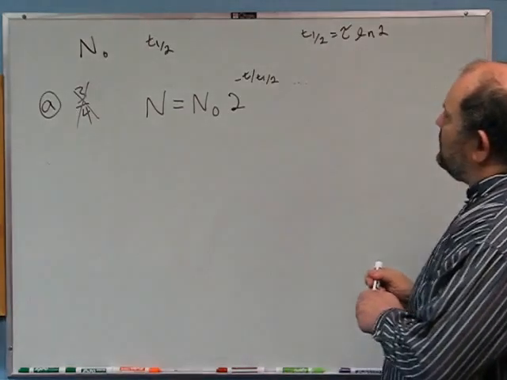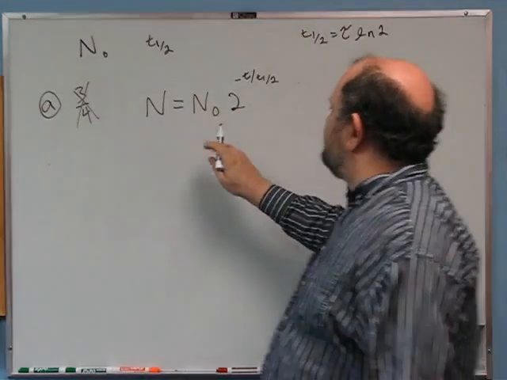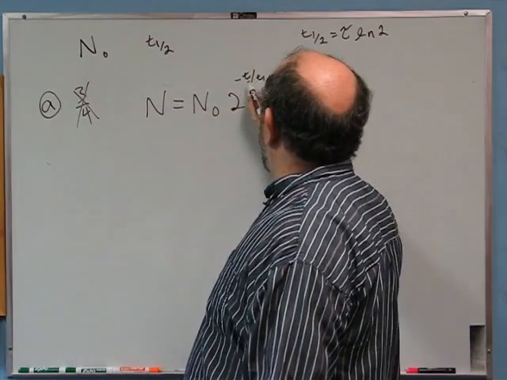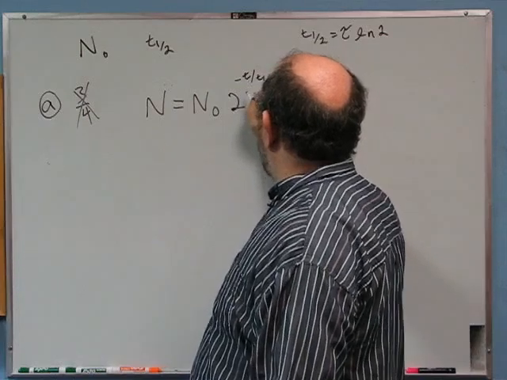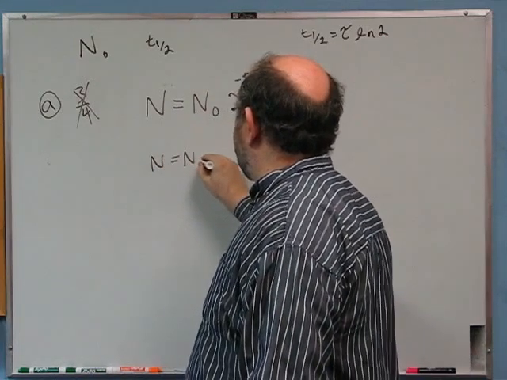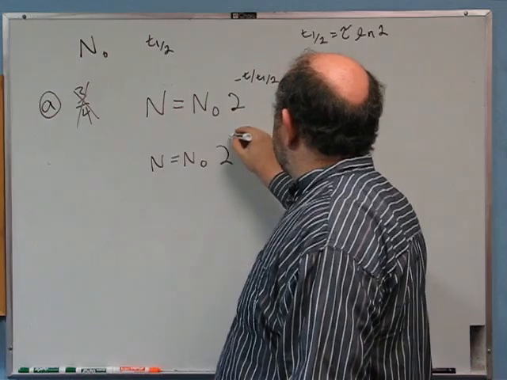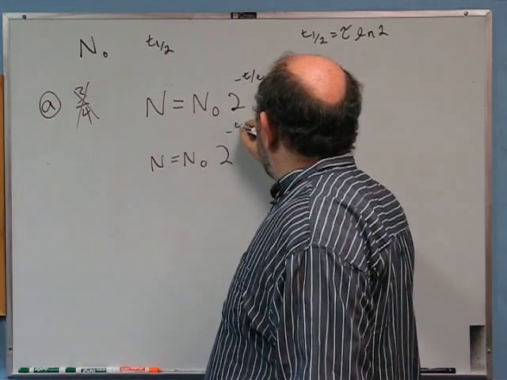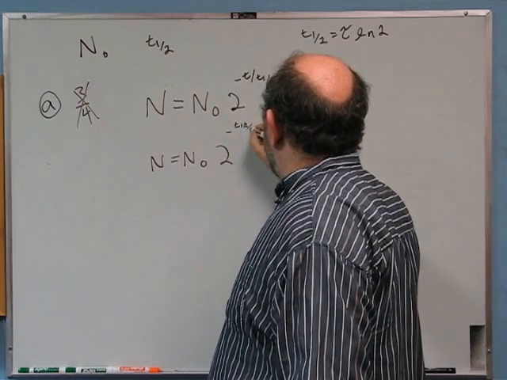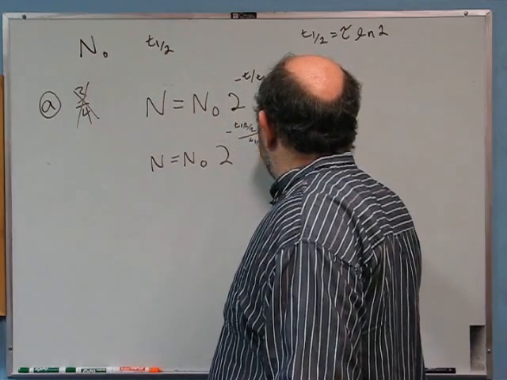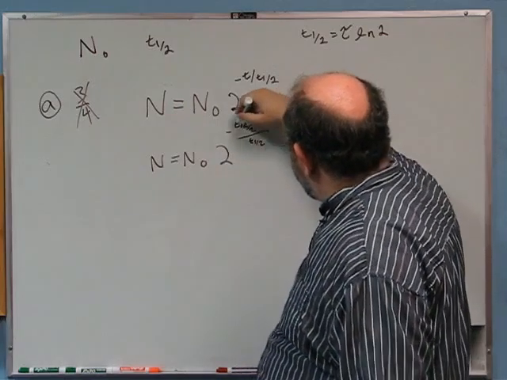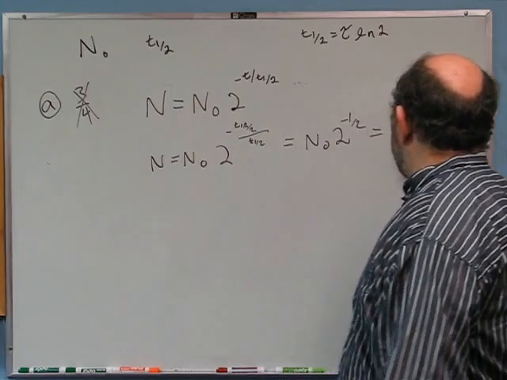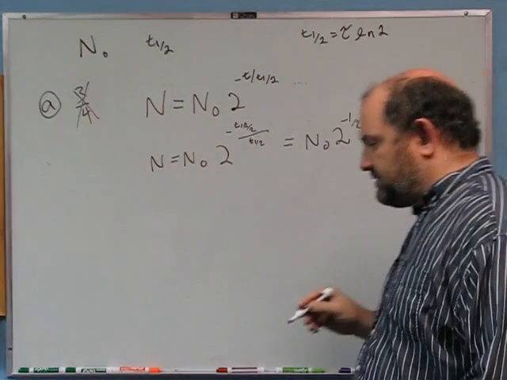And the reason that works, here's what I'm going to do. We want to figure out what happens at 1/2 of t1/2. So we can actually plug into this case. We don't even have to worry about the e. So it's 2 to the minus t1/2 divided by 2, divided by t1/2. Well, that's kind of messy there. But the t1/2s cancel. We'll get N0 times 2 to the minus 1/2, which is the same as N0 over the square root of 2.